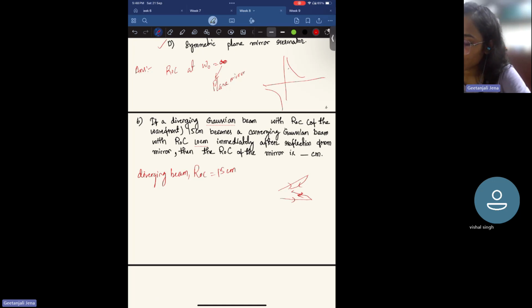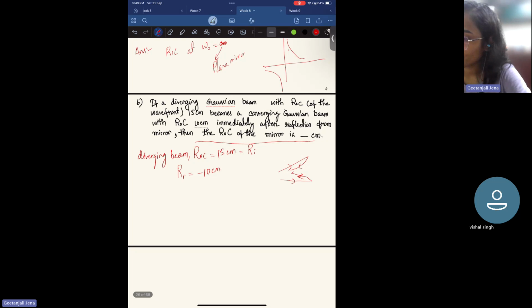That means before reflection, this is Ri, right? And after reflection, it will be Rr. So Rr is given as minus 10 centimeter, because it's converging, we are taking Rr as minus 10 centimeter. Immediately after the reflection from the mirror, it is asking about the radius of curvature of the mirror. So we have a mirror. Initially, the beam was diverging, and after reflection from the mirror, it becomes a converging beam.